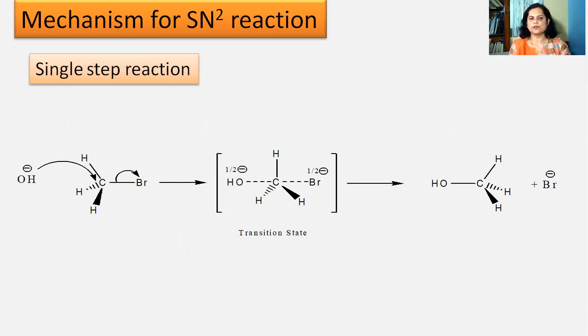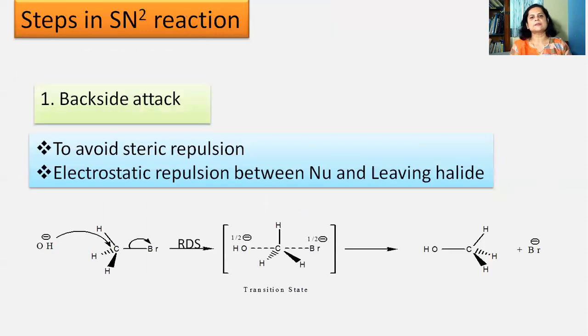First, the nucleophile attacks the carbon of the alkyl halide, forming a transition state, a highly energetic, very unstable state, and the last step is the formation of the product. In the formation of the product, a bond is formed between the carbon and the hydroxide ion, with Br as the leaving group. We see the steps one by one.